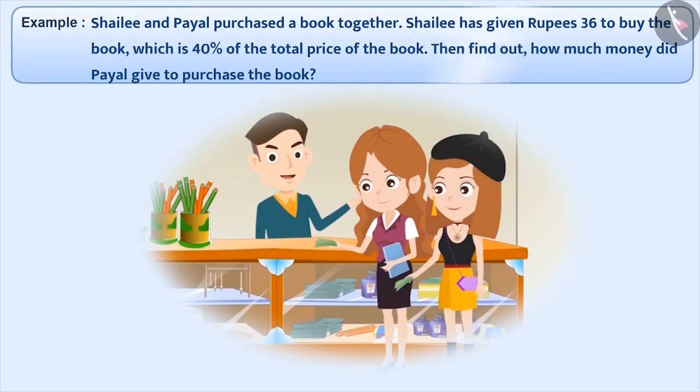This example seems very complicated, but if we use the correct understanding of percentage, then we can obtain the answer very easily. So let's find the solution of this problem. First, focus on the statement: Shelley has given rupees 36 to buy the book, which is 40% of the total price of the book. Can you tell what this means? Think for a while.